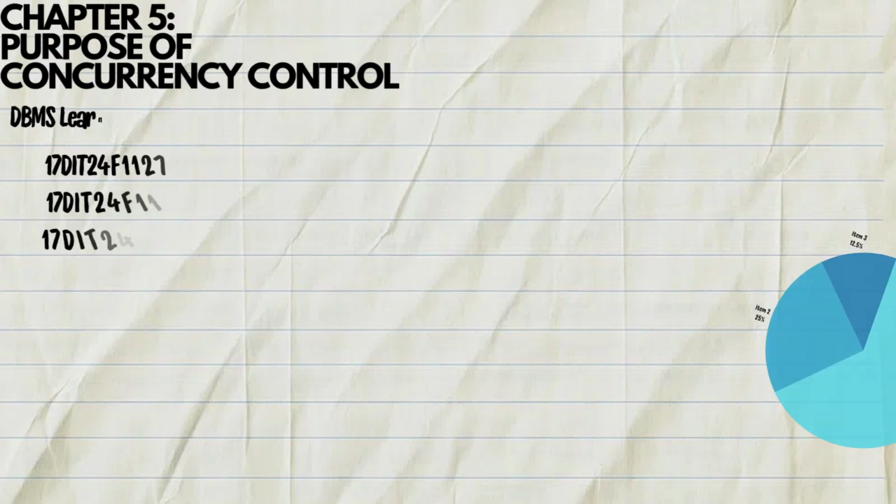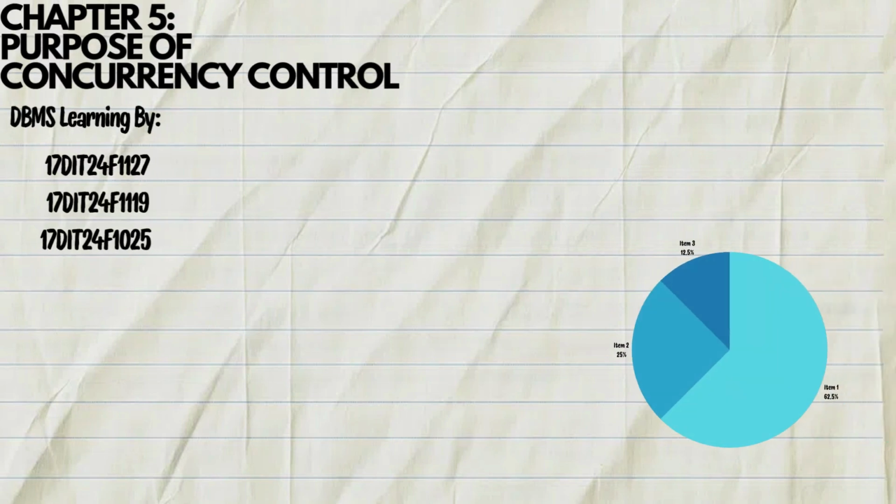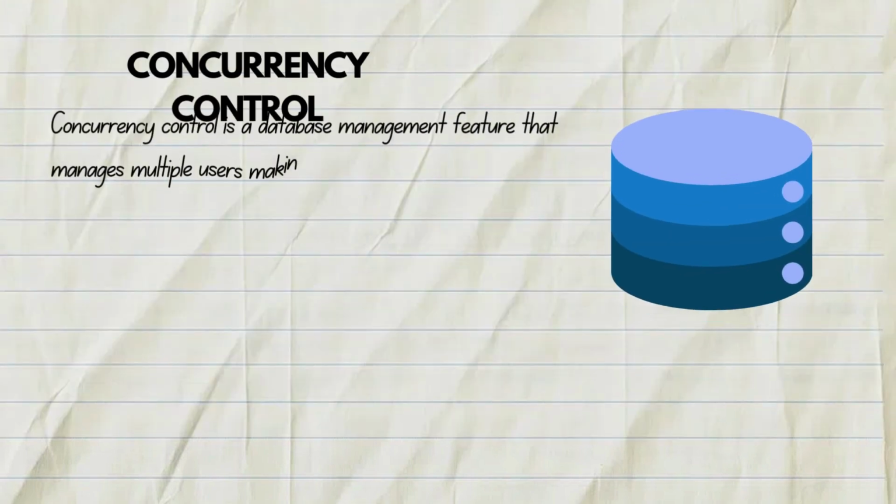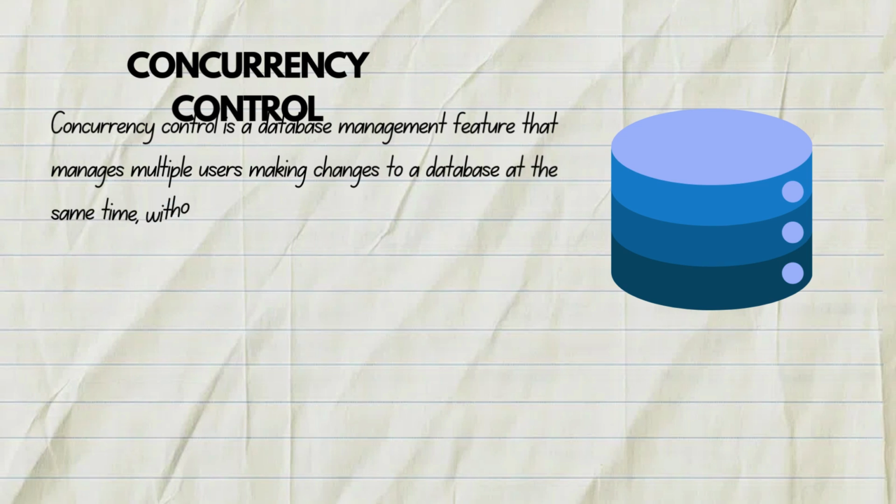Hello everyone. In this video we are learning what is the purpose of concurrency control. Concurrency control is a database management feature that manages multiple users making changes to a database at the same time, without causing inconsistencies or integrity issues.